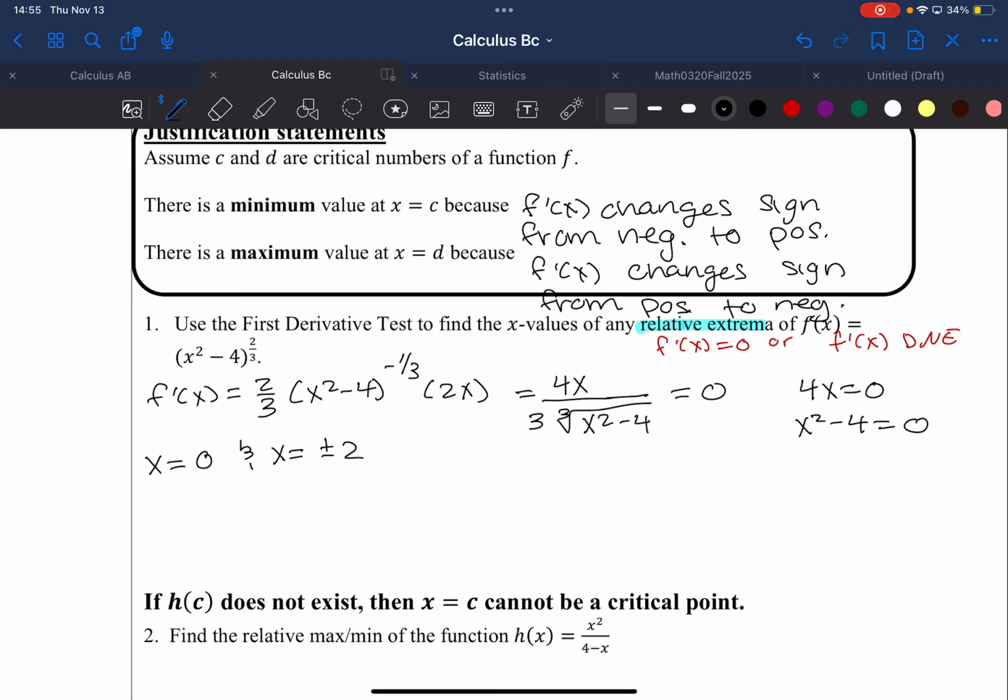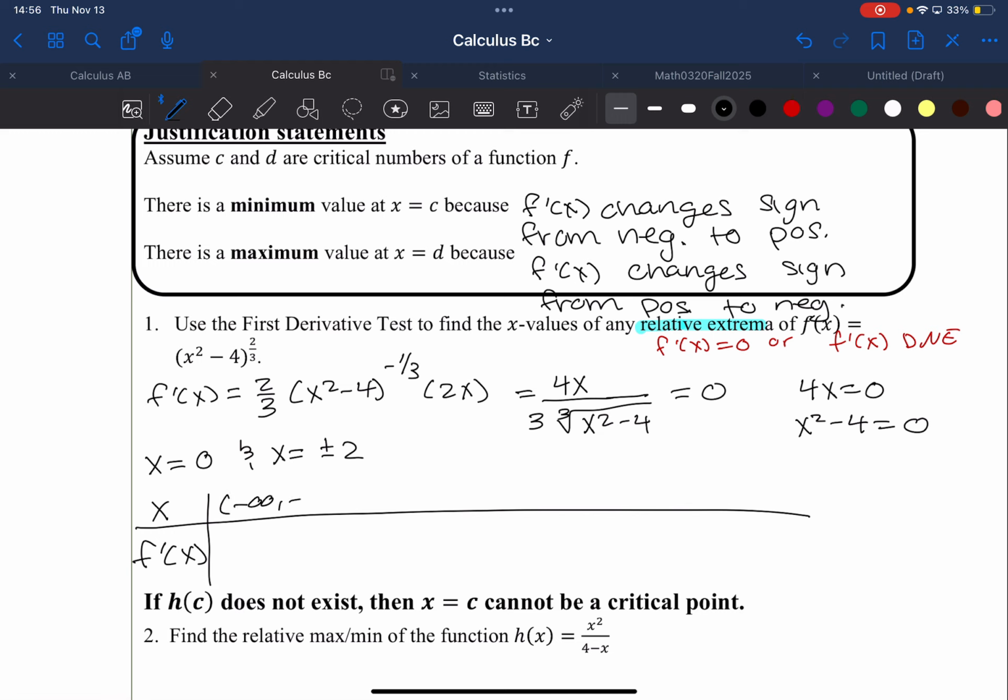Okay, so from here, I'm now going to set up my table like I did before. But to save some space, instead of writing my intervals and then picking a number and writing that number on the table, I'm just going to write my intervals on the table. Okay, so I have x and then f prime of x. So since my potential critical points are 0, negative 2, and 2, what would be my first interval? Like my interval of values. Negative infinity to negative 2.